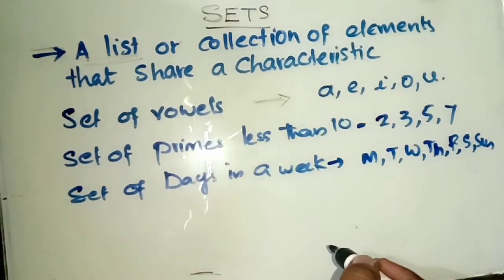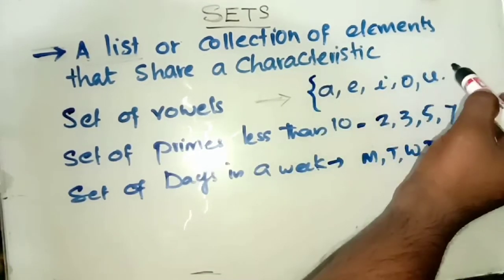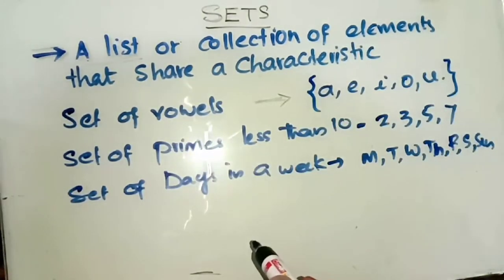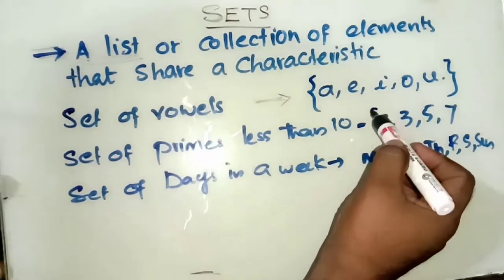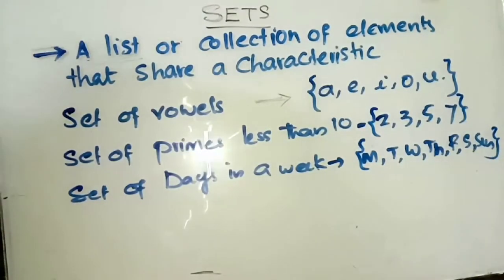Now, when you write these sets, you have to enclose these elements with a curly bracket. Okay, so you have to enclose the elements with a curly bracket. So a set is a list of elements separated by commas and enclosed in a curly bracket. There we get the definition of a set. So a set is a list or collection of elements that share a particular characteristic.